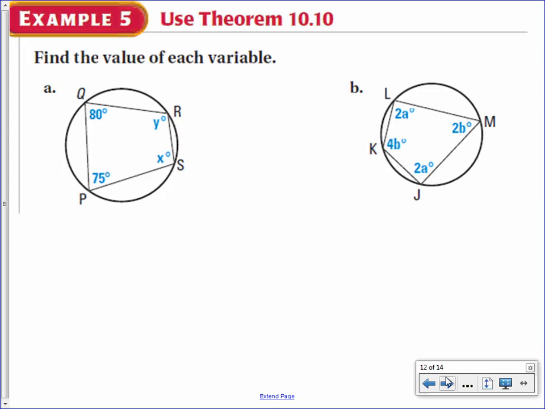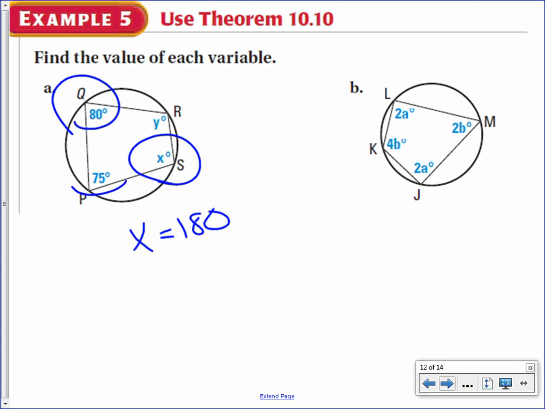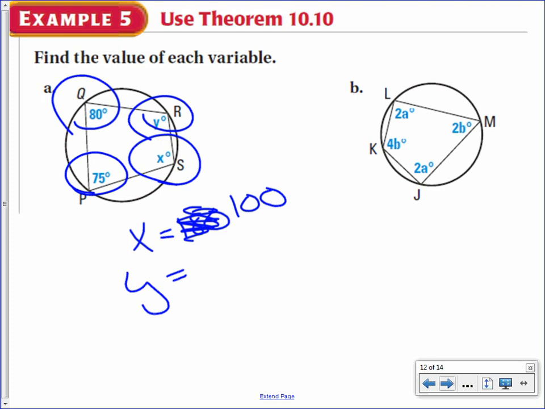All right, and then just to test it out here, you know that 80 plus x equals 180. So in other words, x equals 100. You know 75 plus y equals 180. So y equals, oh, I messed up. I put 180. I see it now. It'd be 100, right? There we go. Because 100 plus 80 gives you 180. So 75 plus 105. So y would equal 105.